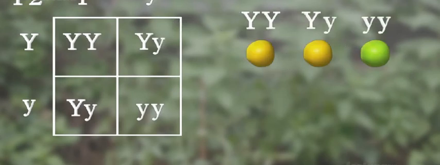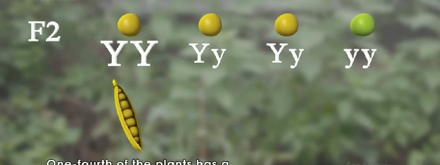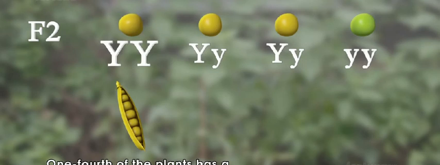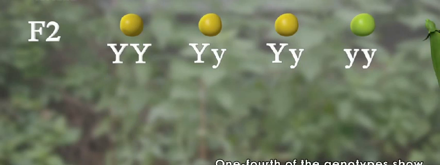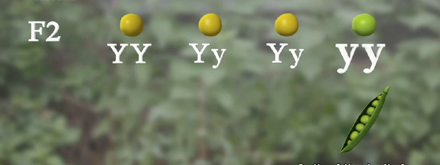The square reveals that the F2 generation actually yields three kinds of plants, unlike F1 which only had the one type. In the F2 generation, 1/4 of the plants has a homozygous yellow seed color and will produce yellow seeds. 1/4 of the genotypes show a homozygous recessive nature, that is, both of the traits for green seeds. These plants will bear green-colored seeds.